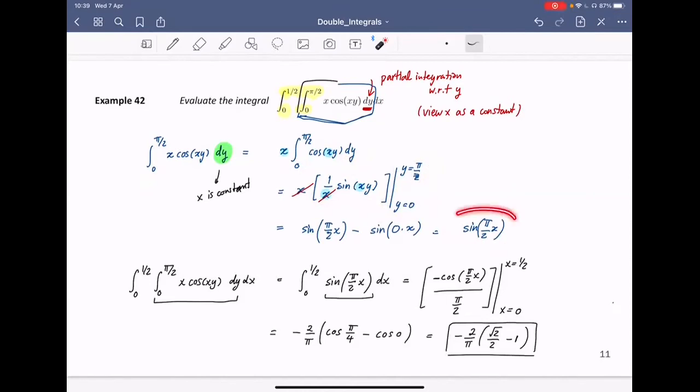This is what I get for the inner function here. You can see that it is possible that you're going to get something left in terms of x, because you have x here, and once you put it in here, at the end, you still have to integrate with respect to x on the outside.